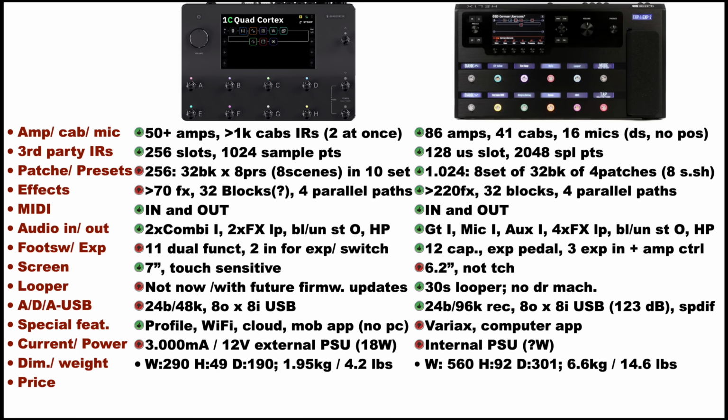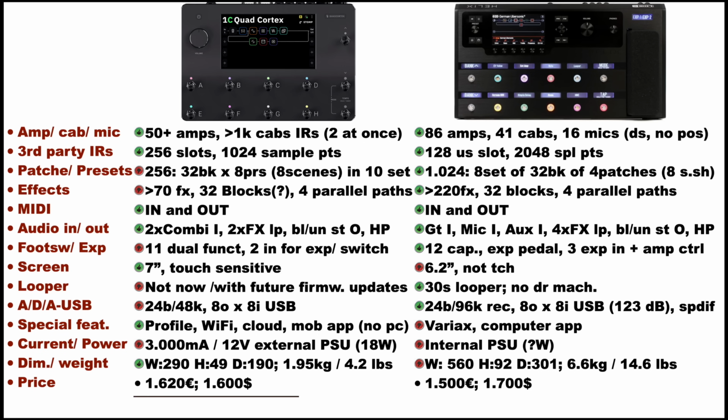As regards dimensions and weight, the Quad Cortex is smaller and lighter. In fact, the Helix is pretty gigantic in my opinion. And finally, the price, which is similar, even if not identical, for both units. Nevertheless, as you suggested in the comments of my previous video, no red or green thumbs in the price section, as the price tends to fluctuate and change over time.